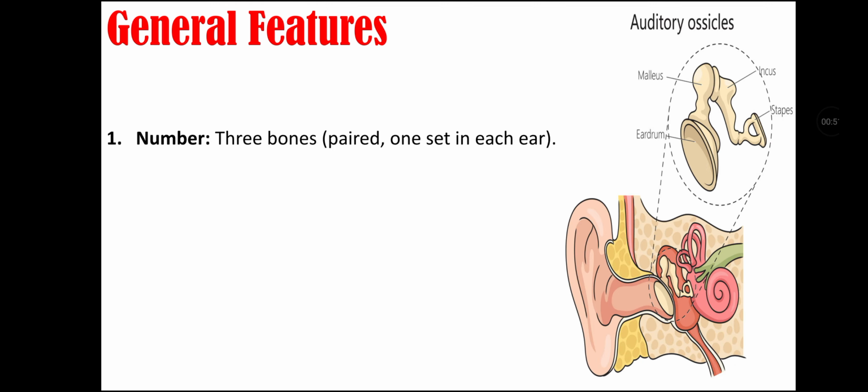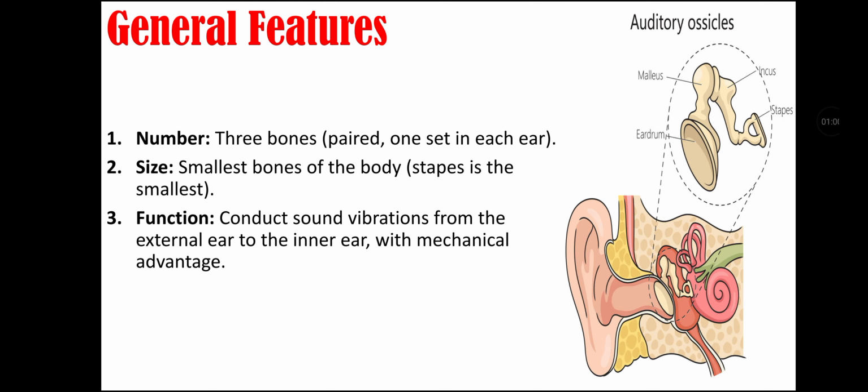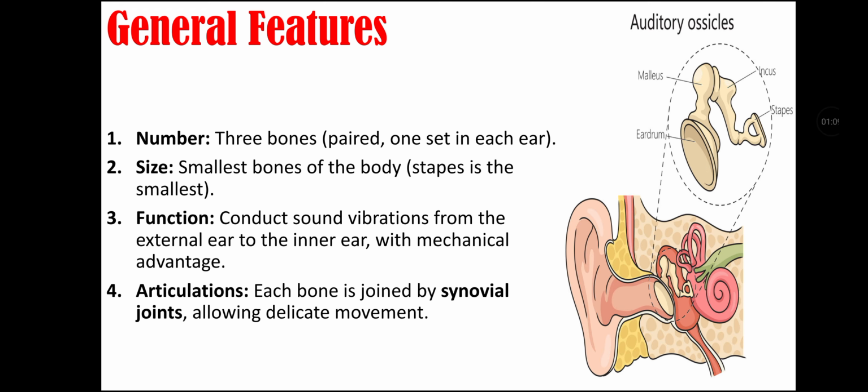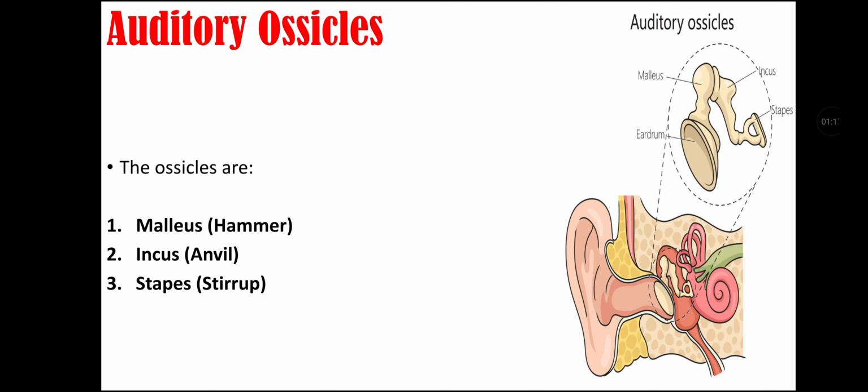General features of auditory ossicles. First, there are three bones that are paired, one set is present in each ear. Second, they are the smallest bones of the body and the stapes is the smallest. Third is their function, as they conduct sound vibration from the external ear to the inner ear with mechanical advantage. Fourth is their articulation, as each bone is joined by a synovial joint, thus allowing delicate movements. Auditory ossicles are malleus, incus, and stapes.